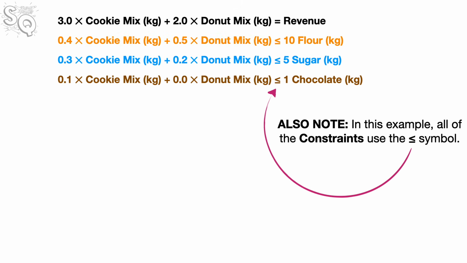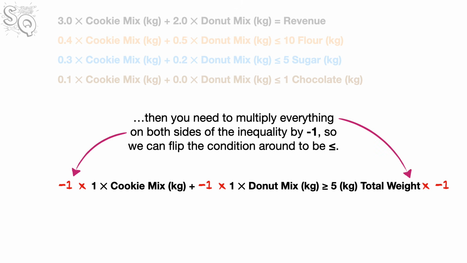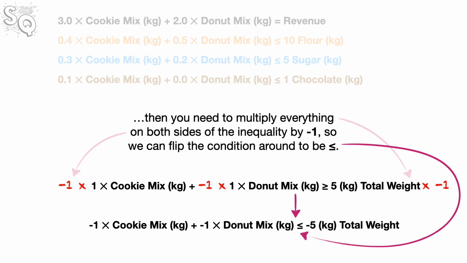Also note, in this example, all of the constraints use the less than or equal to symbol. In contrast, if you have a constraint with the greater than or equal to symbol, like this one that requires us to make at least 5 kilograms of mix, then you need to multiply everything on both sides of the inequality by -1, so we can flip the condition around to be less than or equal to.